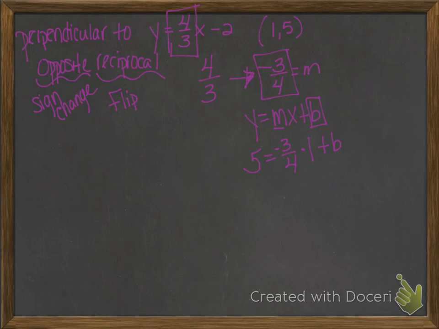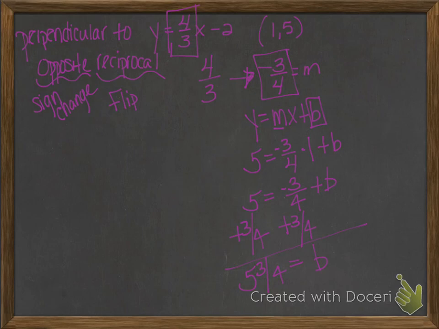Alright, so now we're ready to solve for b. So 5 equals, well, negative 3/4 times 1 is just negative 3/4, and then plus b. And then to solve for b, we're going to add 3/4 to both sides. That gives us that b equals 5 3/4. And I'm not picky how you write your b. If you want a mixed number, improper fraction, decimal, however, just as long as we can get to this equation, we're doing good.